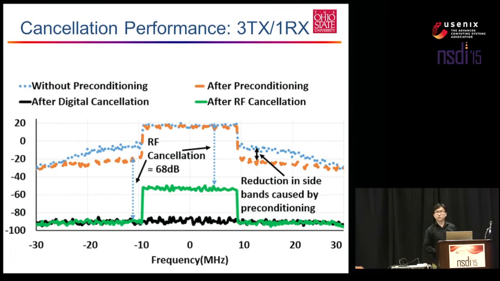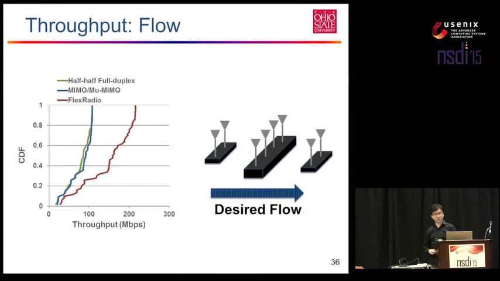And we show the throughput result of our performance. We implement the 4 nodes full-duplex radio, 4 FlexRadio nodes. And we can show that, compared to the full-duplex alone and compared to the MIMO case, we can show a median gain of 86% and 73%.